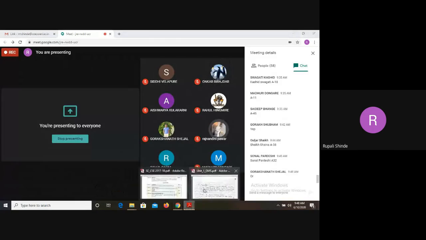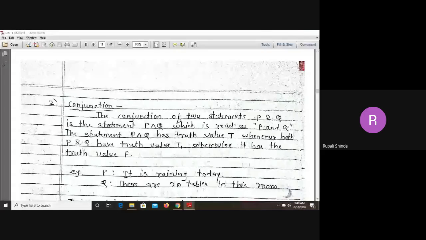How can we form the conjunction of these two statements, P and Q? Using "and". Okay, correct. So here we can form the conjunction of these two variables as: it is raining today and there are 20 tables in this room.